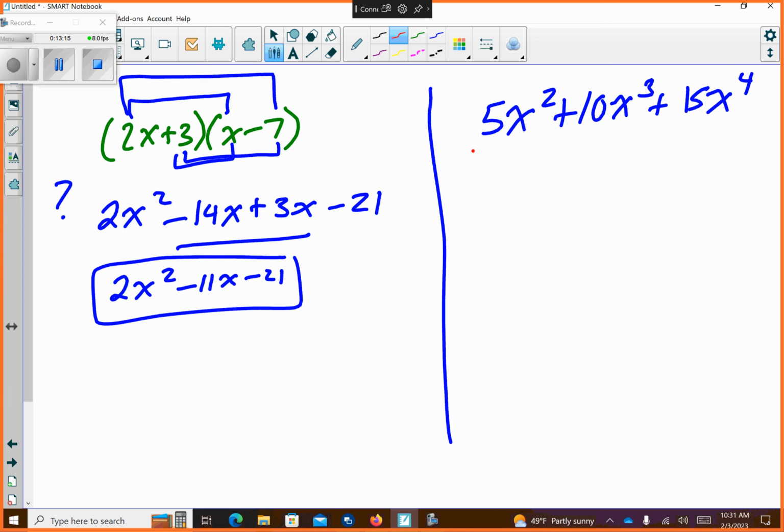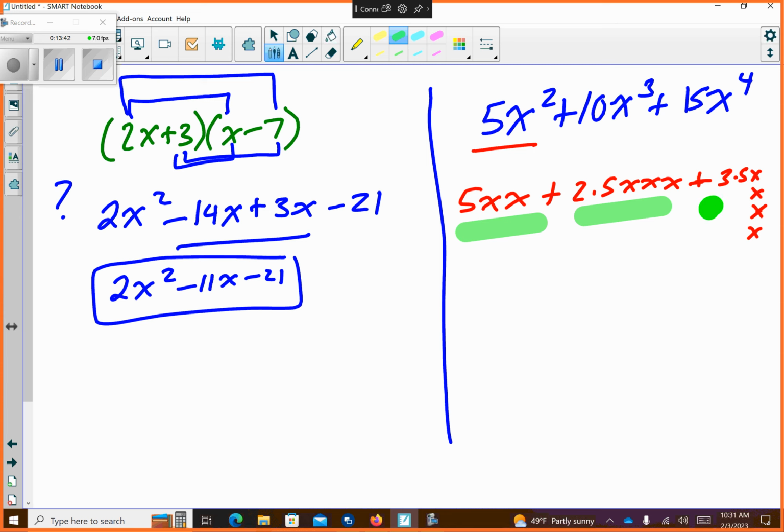So then this one I look at and say, okay, that's going to break down to 5xx. 10 breaks down to what times what? 2 times 5. X, x, x. 15 breaks down to what? 3 times 5. And then I have x, x, x, x. Okay? So I broke it all the way down. Now looking at all three of my terms.